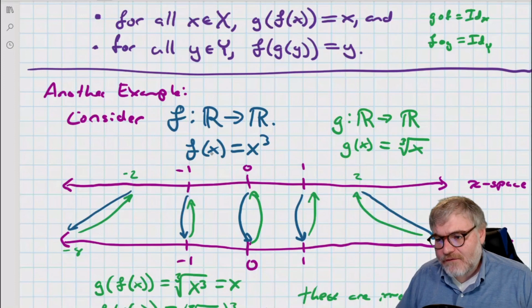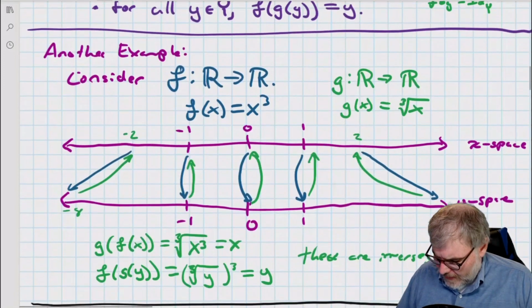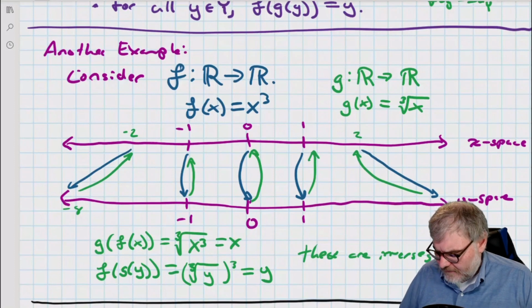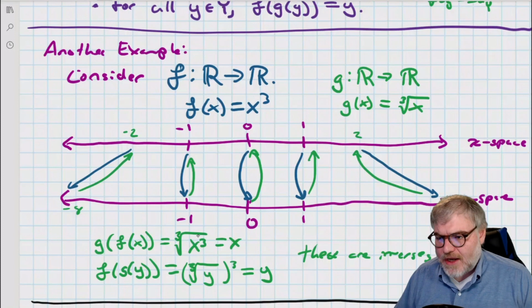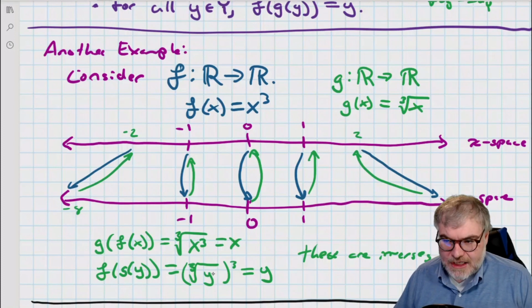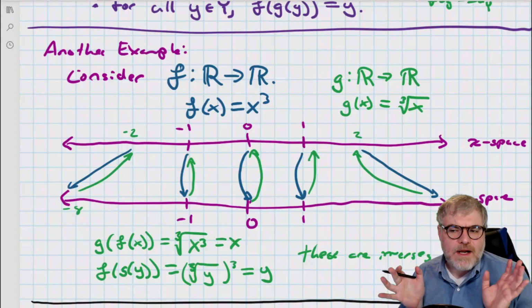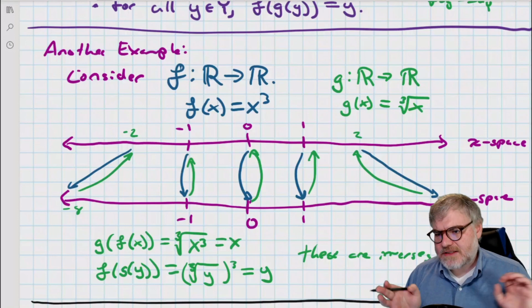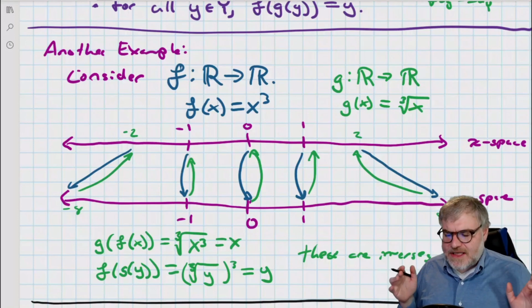Now, if I'm cubing and I want to go back, I take the cube root, right? And so let's show that these things are inverses of each other. Well, if I take the cube root of x cubed, I wind up with x. And if I take the cube root of y and I cube it, I wind up with y. These are inverses. It doesn't matter where x is, it doesn't matter where y is. x can be negative, x can be positive, x can be 0, etc.